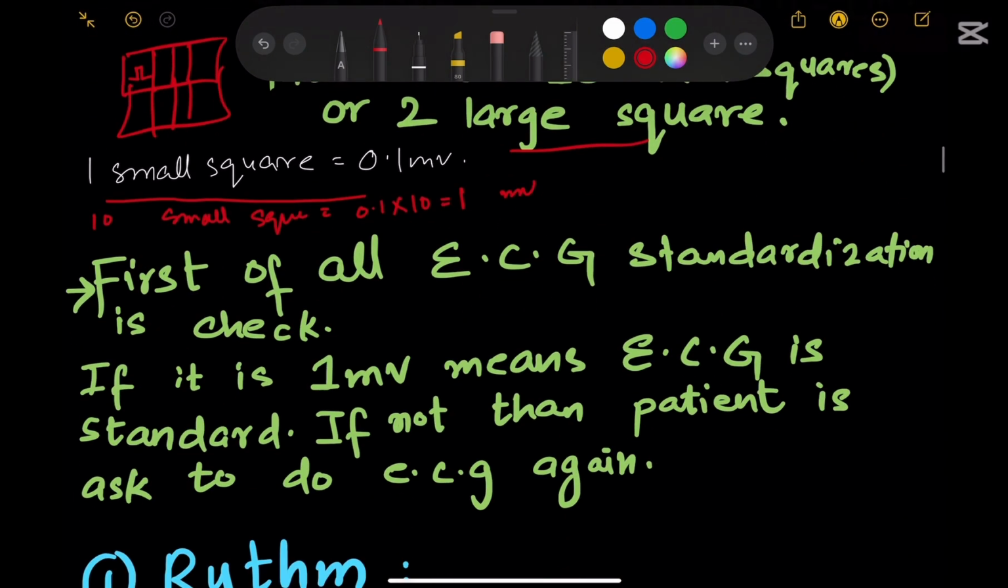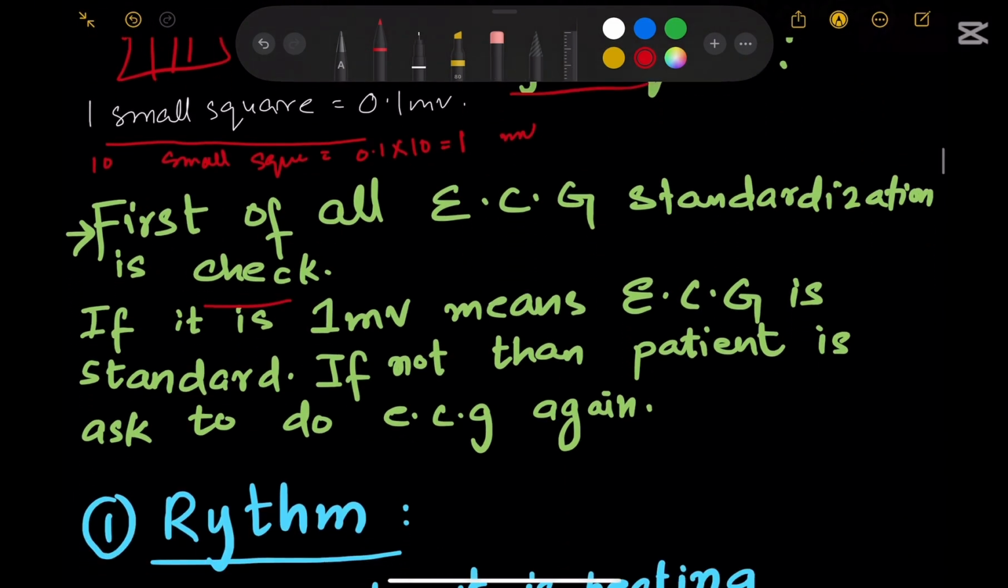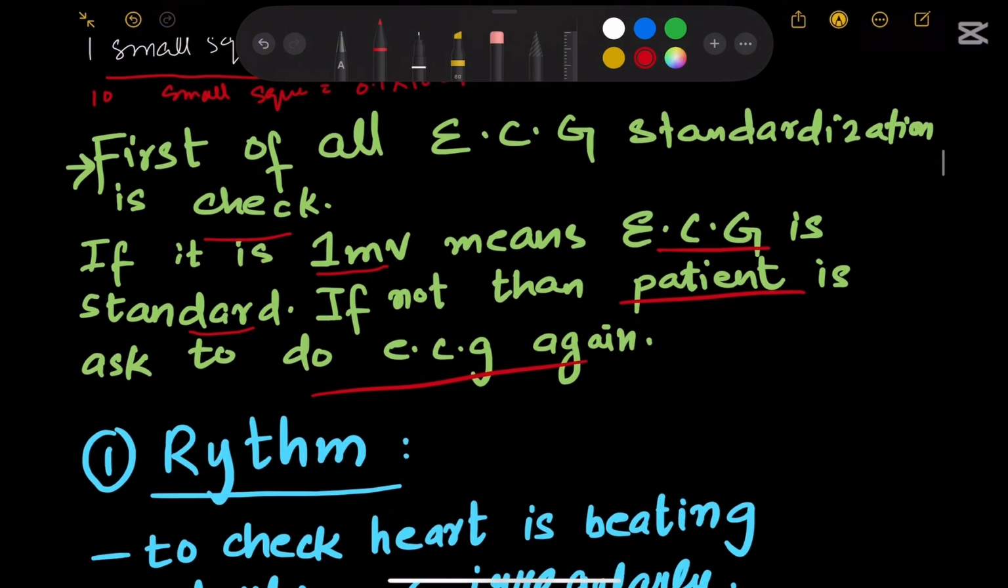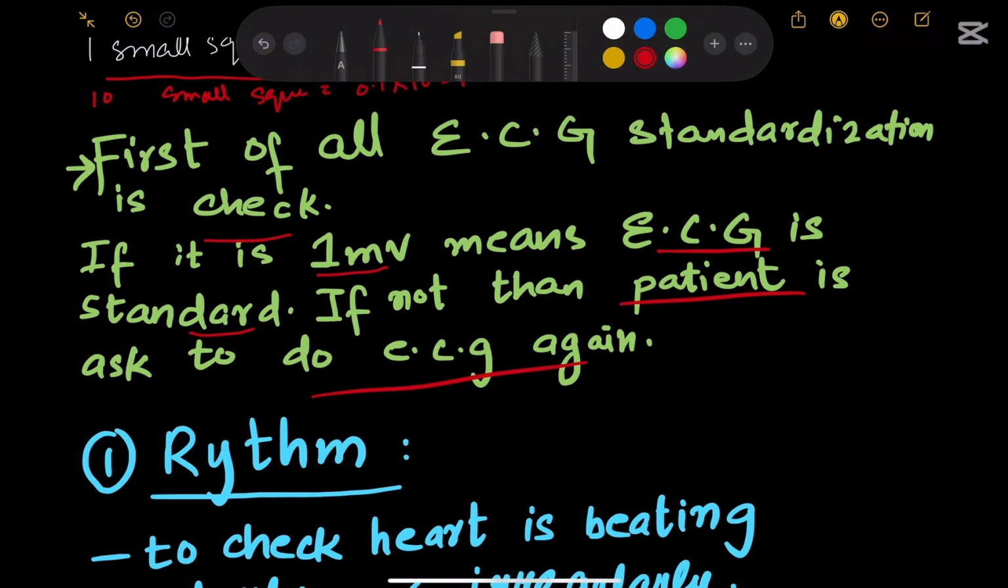Now first of all, ECG standardization is checked. If it is 1 millivolt, it means the ECG is standard. If not, then the patient is asked to do the ECG again. For example, if you want to know whether this ECG is correct or whether it is done in the right method, first of all you will look at this standardization sign. If this is equal to 1 millivolt, then the ECG is the correct one. If it is not equal to 1 millivolt, then the ECG is false and the patient is asked to repeat the ECG.